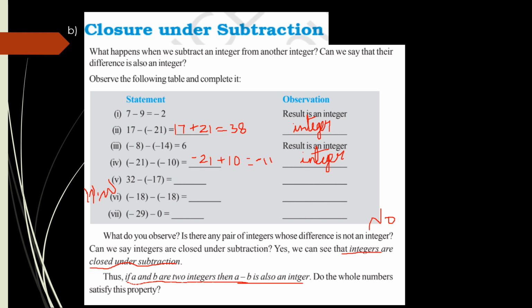Do the whole numbers satisfy this property? Question for you. Can we say whole numbers are satisfying this property? Suppose we take one whole number, that is 0, and subtract 1. What is 0 minus 1? We know that 0 minus 1 is minus 1. Can we say minus 1 is a whole number? It is not a whole number.